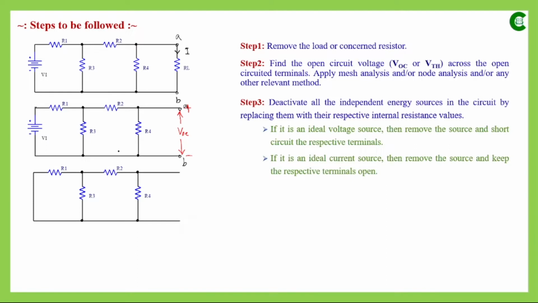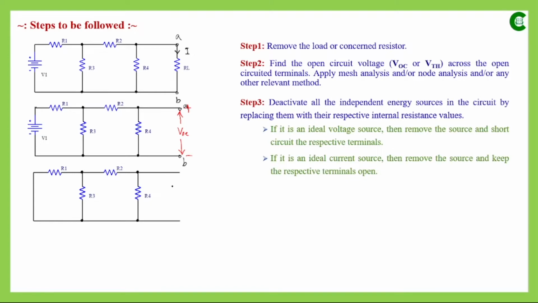Now if the circuit has a current source that is not ideal in nature, then we will deactivate the energy part and keep the resistance part for that current source. But if the current source is ideal in nature, then we will simply open that path across which the current source was connected in the original circuit. So that is the rule.